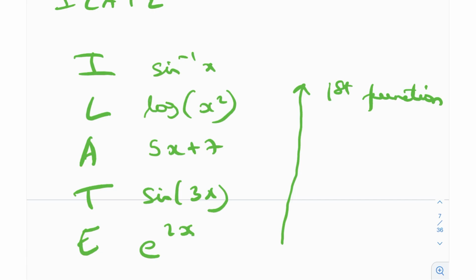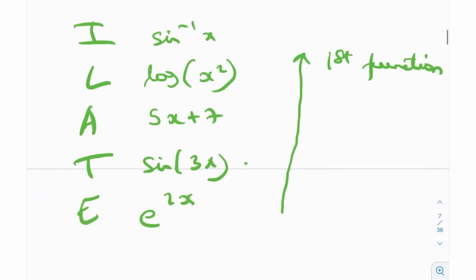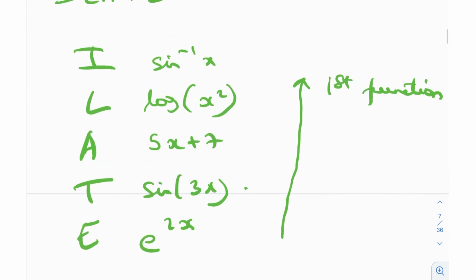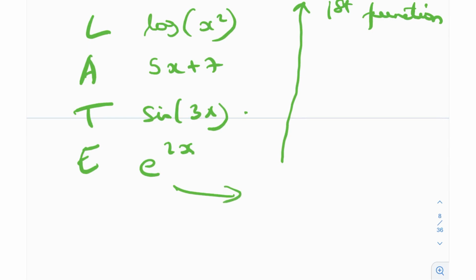If you don't have I and L, but if you have an algebraic function, that becomes the first function. If you don't have I, L and A, but if you have a trigonometric function, then that becomes the first function. And if you have none of these, then the exponential function becomes the first function. So basically this is the order, right? I is given the first preference. Let me just write like this, first preference, and exponential is given the last preference for first function, okay?